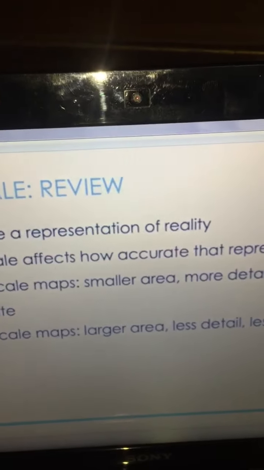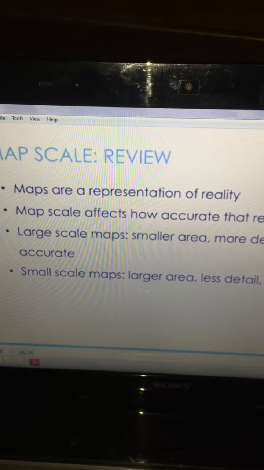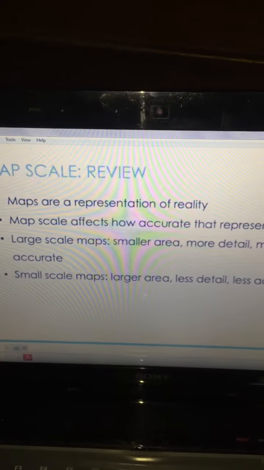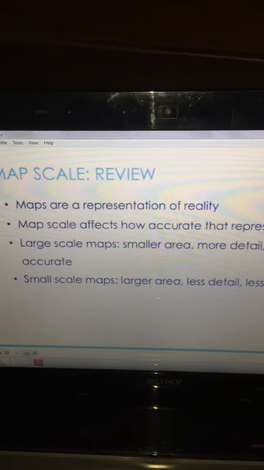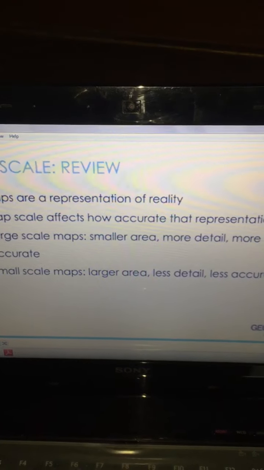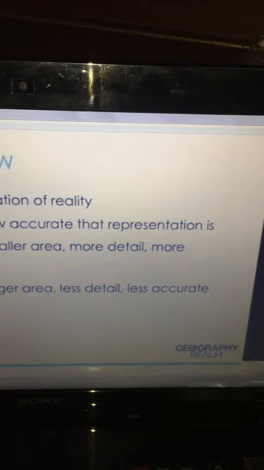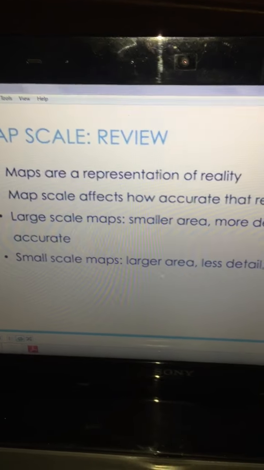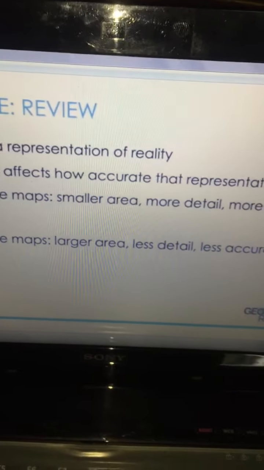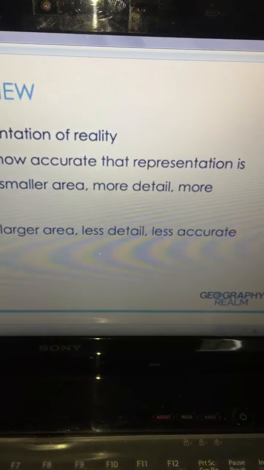So this has been a quick presentation on understanding map scale. The key points to remember are that maps are a representation of reality, and map scale affects how accurate that representation is. Large-scale maps show a smaller area with more detail and tend to be more accurate. Small-scale maps show a larger area, less detail, and tend to be less accurate.